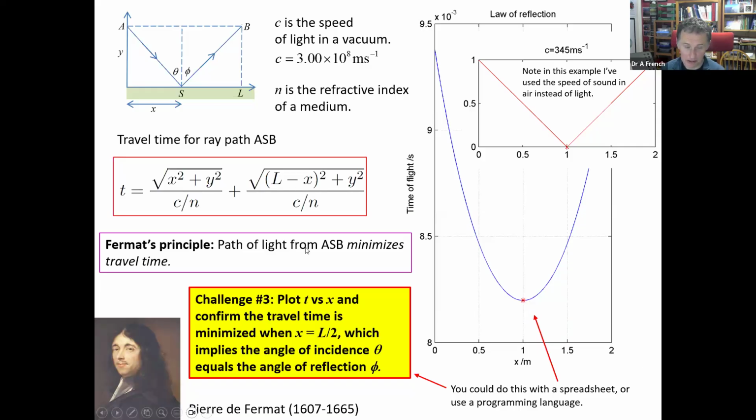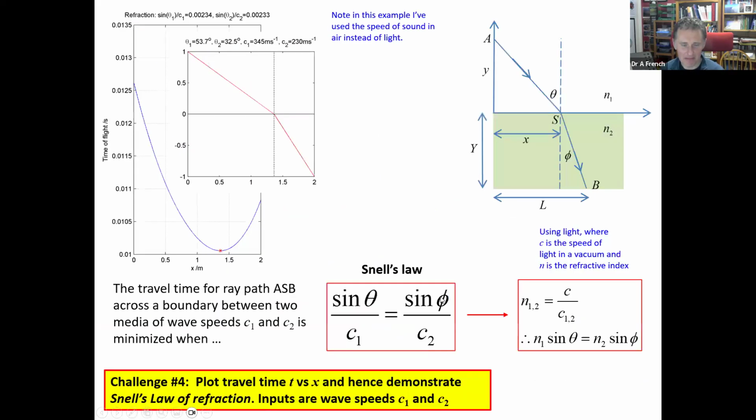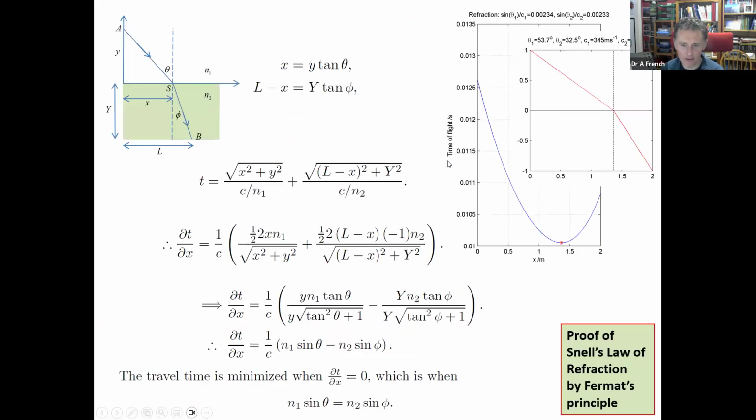And that describes the law of reflection, because you can relate that in terms of angles. When it's in the middle, theta equals phi. You can do the maths of it if you wish, but that's kind of obvious in the picture. You can do the same thing for this one.